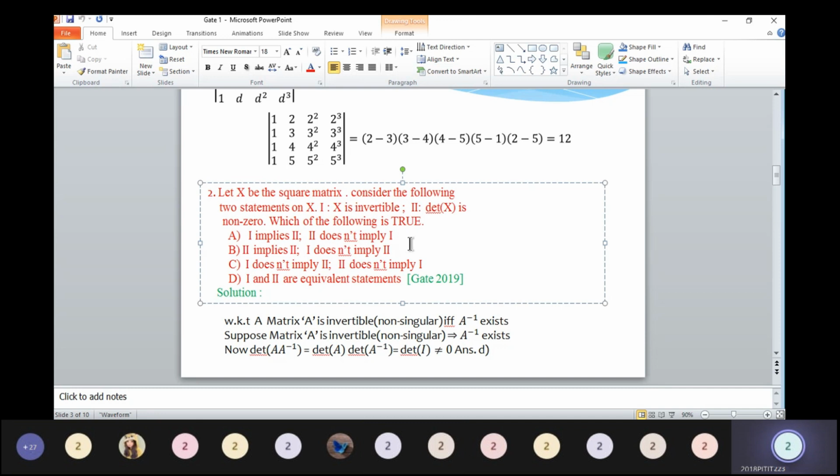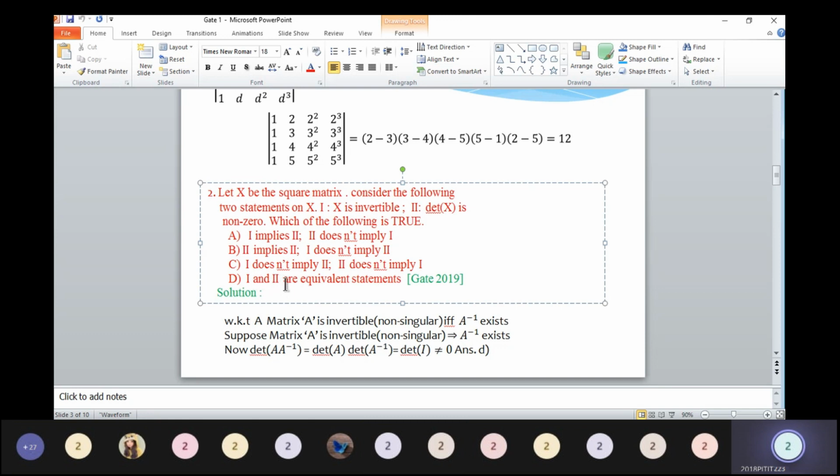The options: first, 1 implies 2, 2 doesn't imply 1. The second, 2 implies 1, 1 doesn't imply 2. Then, 1 doesn't imply 2 and 2 doesn't imply 1. And the last, 1 and 2 are equivalent statements. This was asked in the GATE exam 2019.